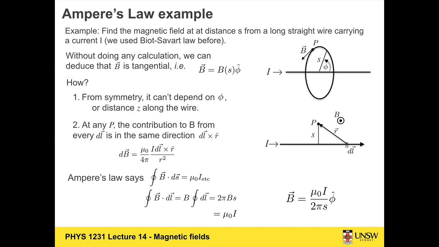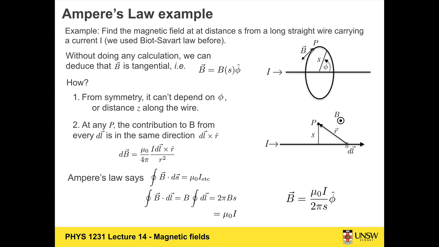So, for example, we'll do this problem again where we consider the magnetic field produced by a long straight wire carrying some current I. Without even doing a calculation, you can deduce that the magnetic field has to be tangential. That is, it can only have a component in this so-called phi direction if we use cylindrical coordinates. Well, how do we know this? From symmetry, it can't depend on this angle because we're considering a long straight wire carrying current in this direction. So it has to be independent of phi, this variable.